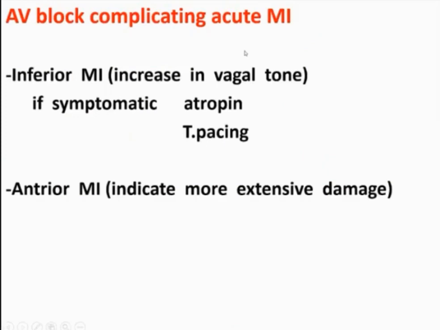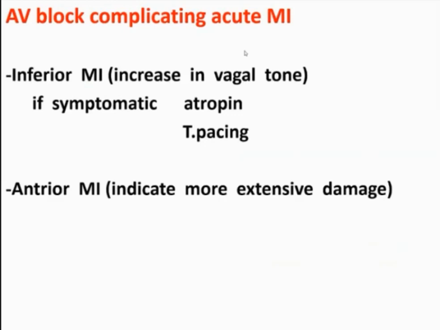Now AV block complicating acute myocardial infarction. As we said, AV block can be a complication of myocardial infarction because ischemia and edema lead to abnormal function of the AV node and lead to complete heart block. Usually in inferior myocardial infarction it is a transient process because of increase in the vagal tone. And if symptomatic, we can use atropine or a transvenous temporary pacemaker.